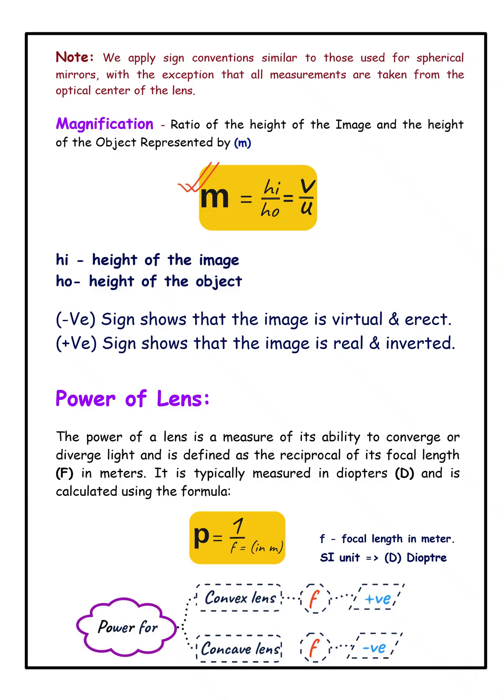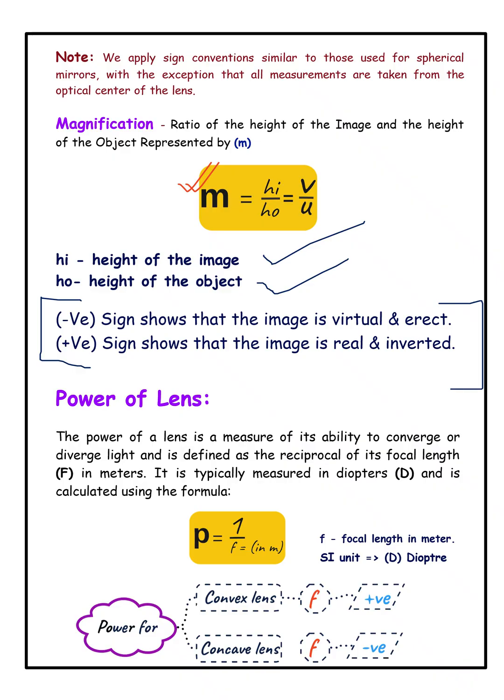Coming back to the topic, that is magnification. The ratio of the height of the image and the height of the object is represented by small m, which we have done in the previous slide, but just for your revision we can take this again. Magnification is equal to hi upon ho. What is hi? It is the height of the image. What is ho? It is the height of the object, which is equal to v upon u. Now this point, the bracket I have put here, is extremely important. Negative sign shows that the image is virtual and erect, and positive sign shows that the image is real and inverted.